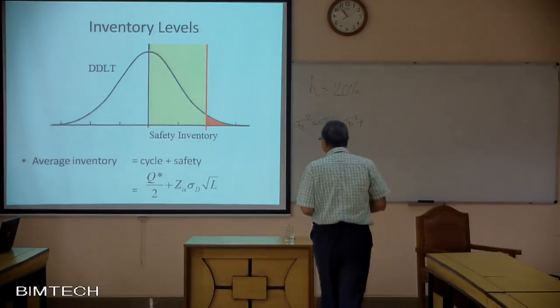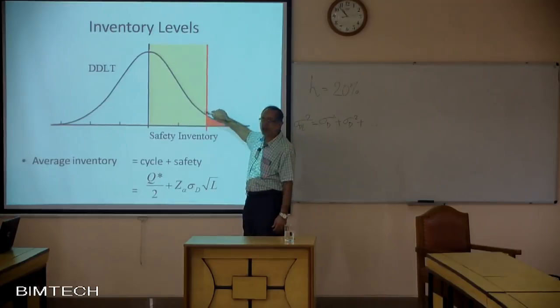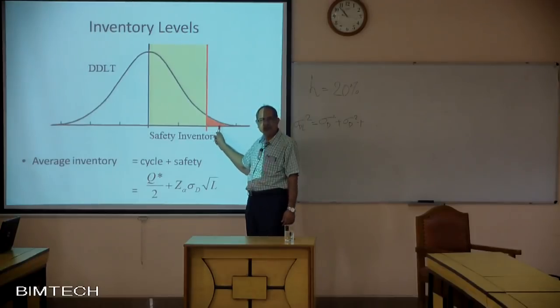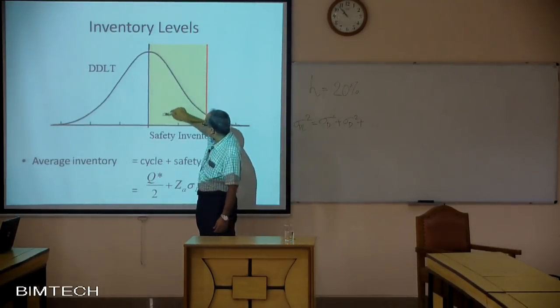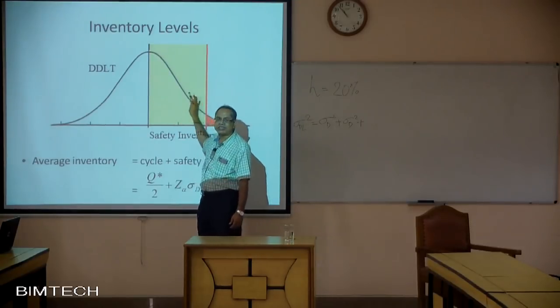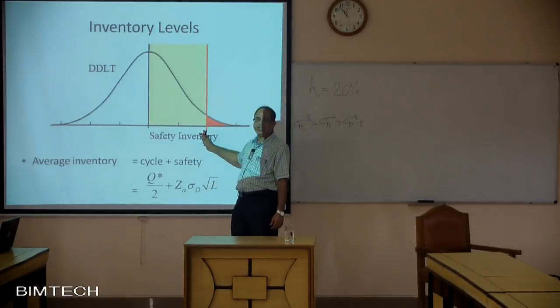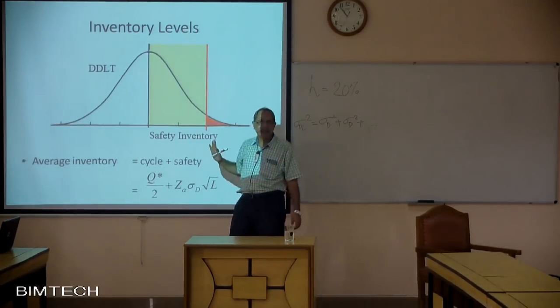Okay, so here we are. This is my small s, the reorder level, as we have already seen. The red zone here is my alpha, the probability of a stock out. And this yellow band that you see represents my safety stock. I told you, the safety stock is Z alpha sigma D square root of L. That is here. So this is my safety stock.